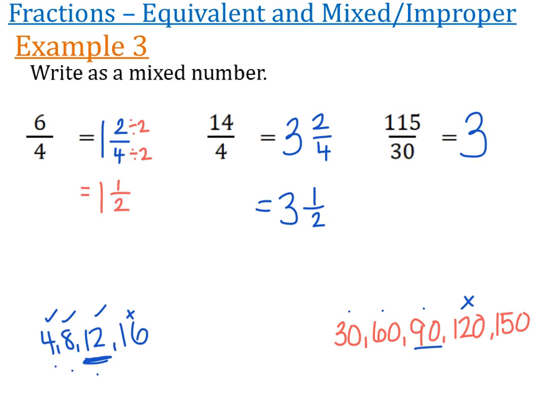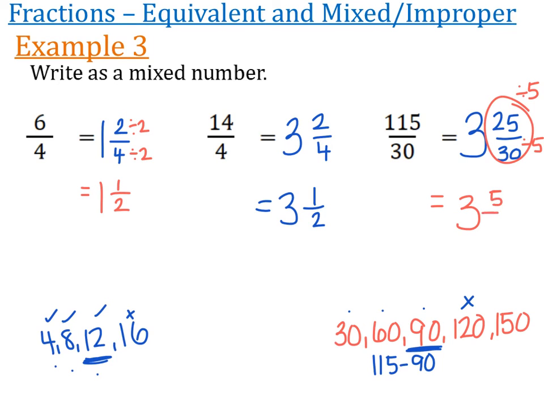And then I've got to find out how much is left over after 90 to get to 115. So 115, take away 90. That is 25 out of 30. Now I can tell right away that 25 and 30 can be simplified because they're both in the 5 times table. So I can divide the top by 5 and divide the bottom by 5. And I end up with 3 and 5/6.